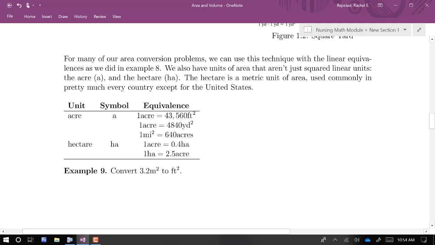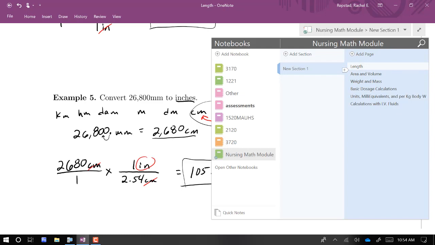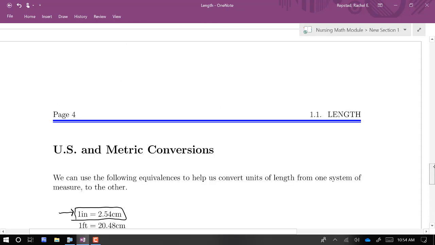So if I wanted to convert 3.2 square meters to square feet, I'm going to start with my 3.2 square meters. Put it over 1 because I need it to look like a fraction. Now I need to get to feet, or square feet, but I'm going to try to get from meters to feet first. I'm going to use that equivalence first. And I think I've got to go find my list of equivalences back here.